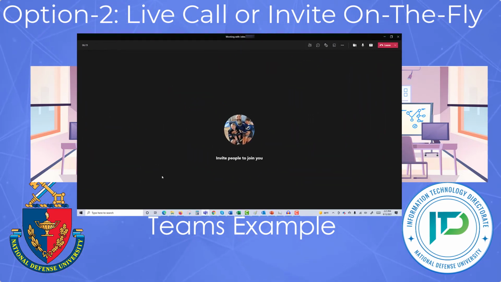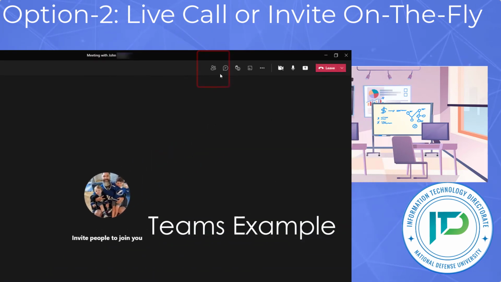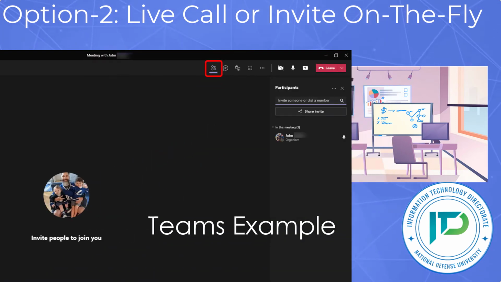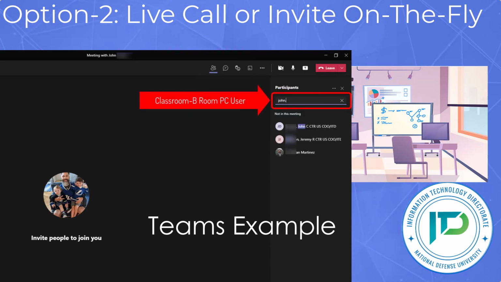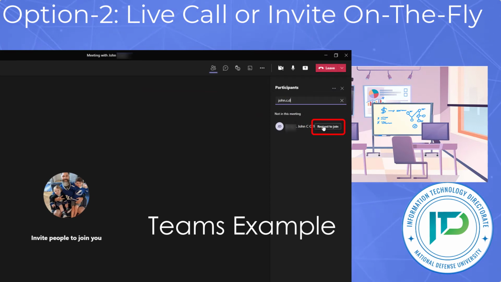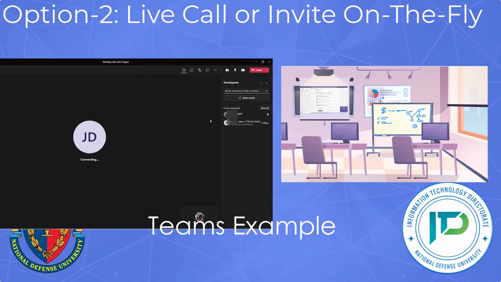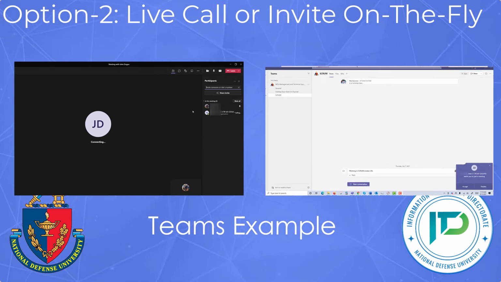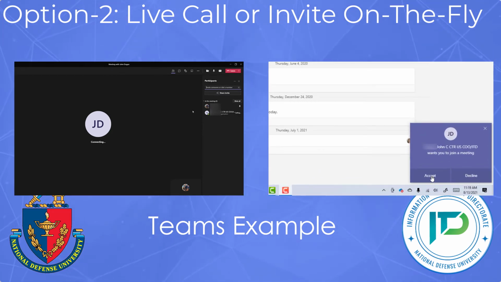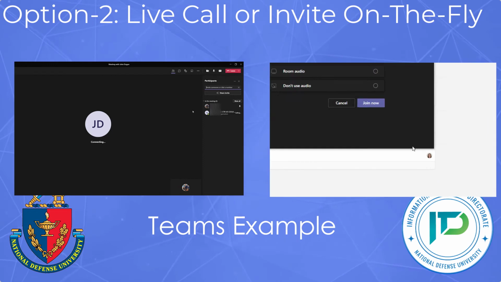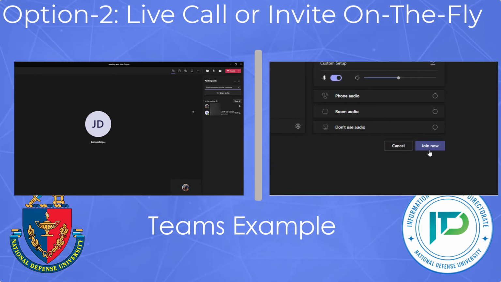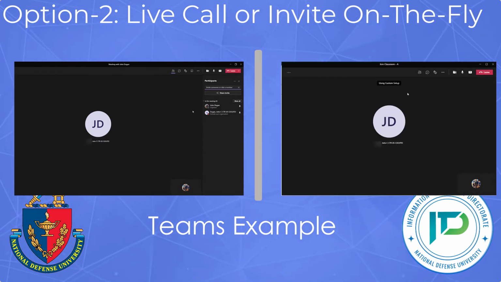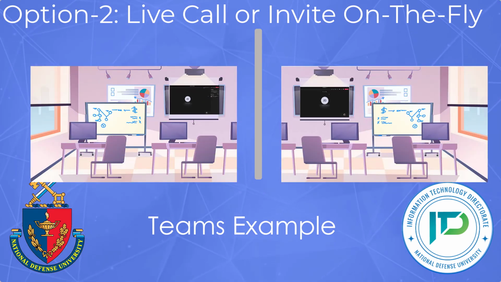Select the participants icon on the top right of the screen. Under Participants, type in the name or email of the user who is logged into the Room PC for Classroom B. Hover over their name and select Request to Join. This will call the other user in Classroom B. When the organizer in Classroom B answers, they will be connected to the meeting, which will then be displayed on the AV equipment. Classroom A and Classroom B are now joined.